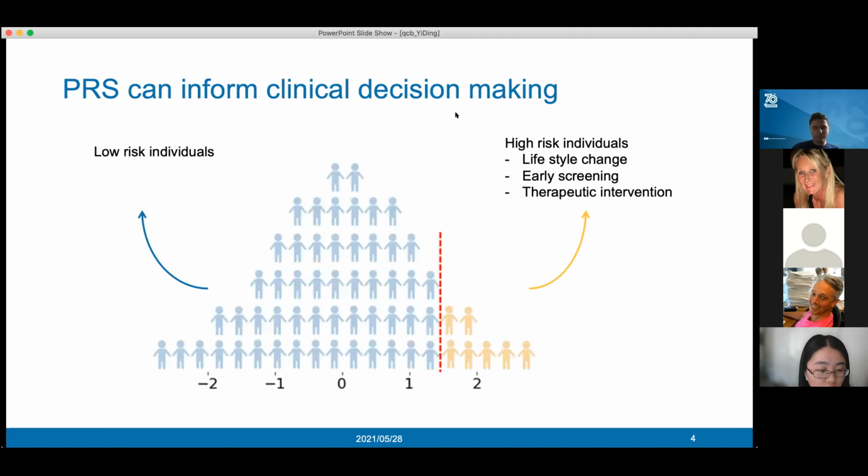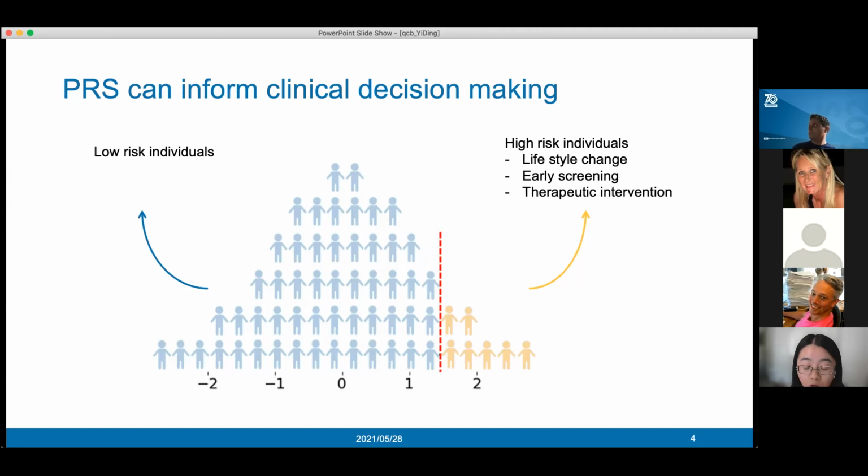And this polygenic risk score can inform clinical decision making. For example, based on a certain threshold, we can separate individuals into low risk and high risk. And for the high risk individuals, we can take some actions to prevent the disease or lower the risk of this disease. For example, for an individual with high genetic risk for cardiovascular disease, you can advise more healthy lifestyles. And also it can be used for early screening.